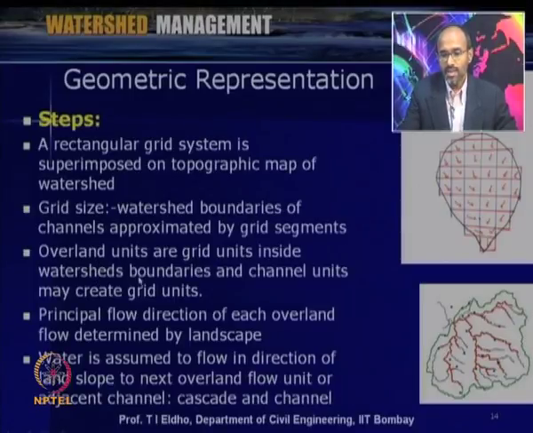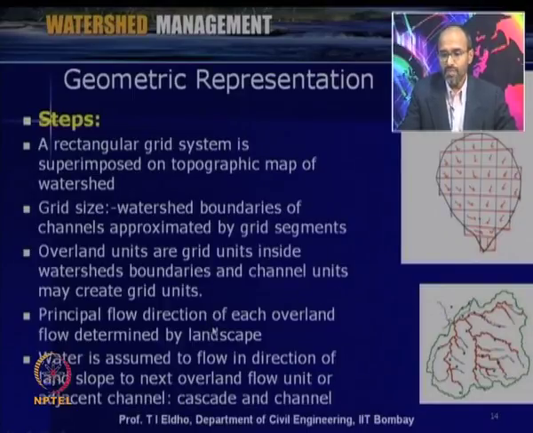Then overland units are grid units inside the watershed boundaries, and channel units may also be grid units. You can see that this can be a channel unit which is going to the outlet of the watershed, and these are all the overland units. They will slowly merge into the channel segment. If this is the main channel, various small channels will be there, coming under these grids, and finally joining the main channel.